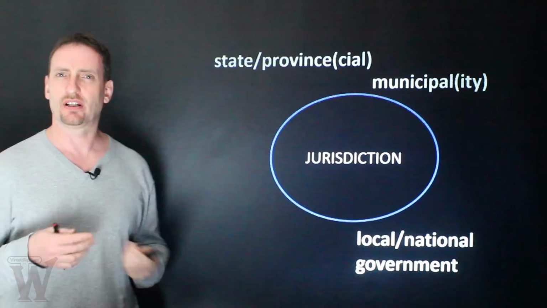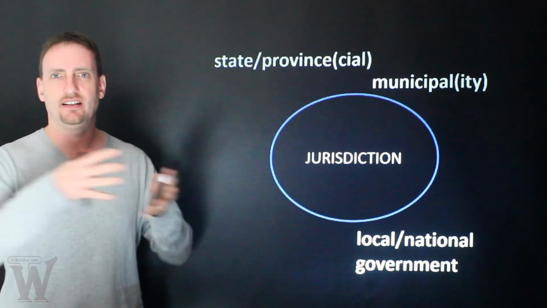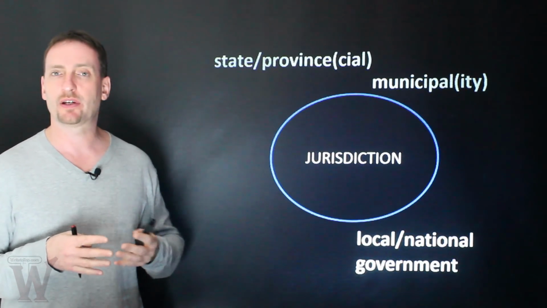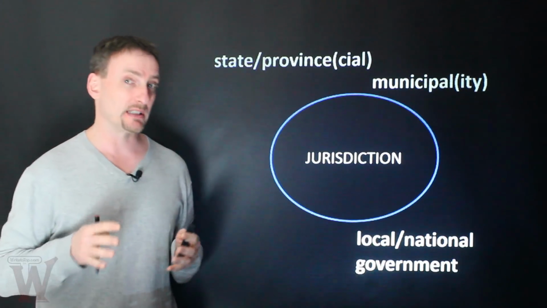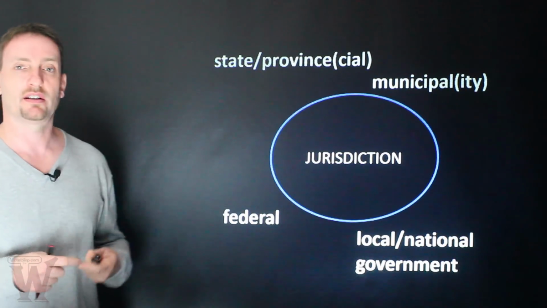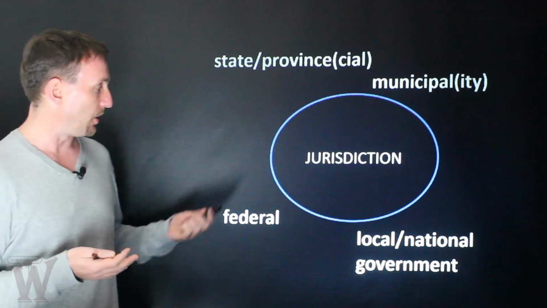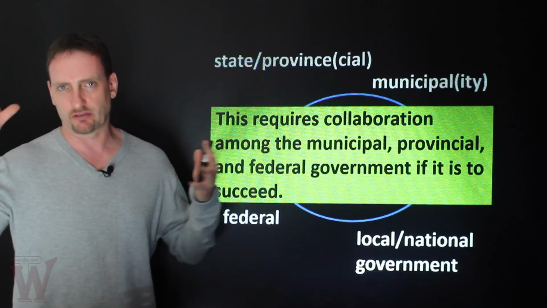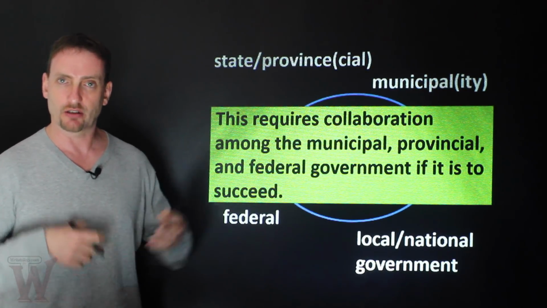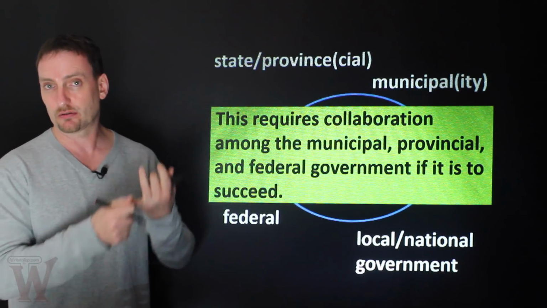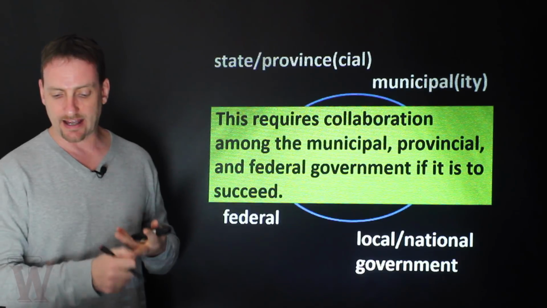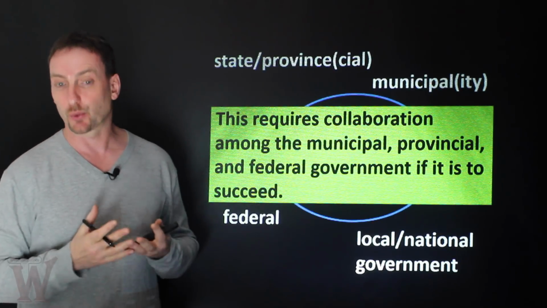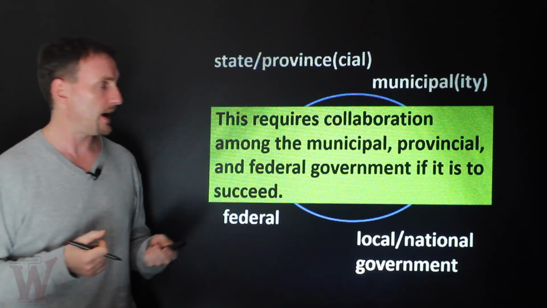And local or national, if you're not exactly sure if you have cities or states or provinces, just be a little bit more abstract. City or local government or national government. But if you want to be more specific about the national government, we call it a federal government. Okay? So here's another sentence for you. This requires collaboration. So again, making changes to reducing pollution requires collaboration, working together among the municipal, city, provincial, province, and federal government, country. Okay, so you're saying all different levels of government must work together if it is to succeed.